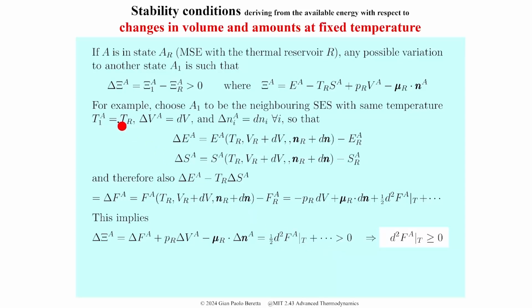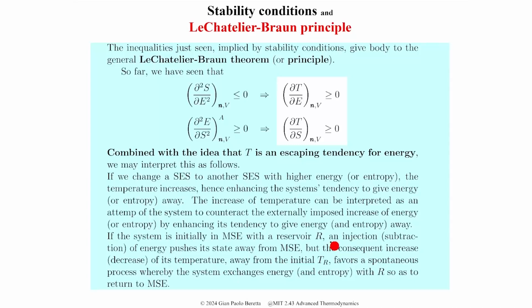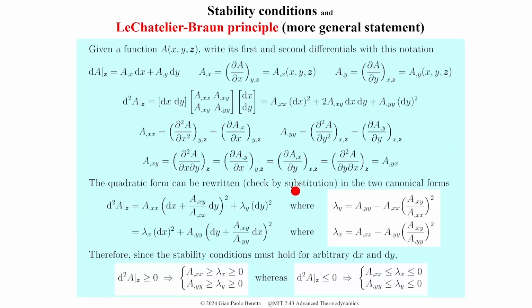If you keep only temperature fixed and change the volume instead of keeping the pressure constant, you get a similar relation. This is not the Gibbs free energy, it's the Helmholtz free energy at constant T. Okay, so remember that we have seen that from these conditions here, we obtain the first part of the Le Chatelier-Braun principle.